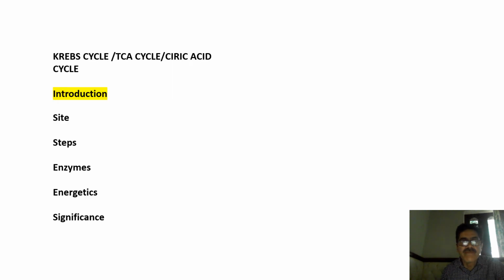Hello students, today we'll be taking up the TCA cycle, the tricarboxylic acid cycle. It is also known as the Krebs cycle, TCA cycle, citric acid cycle or tricarboxylic acid cycle. We will be taking up the introduction, then we will talk about the site where it takes place, some of the important steps, enzymes involved in the TCA cycle, energetics and significance.